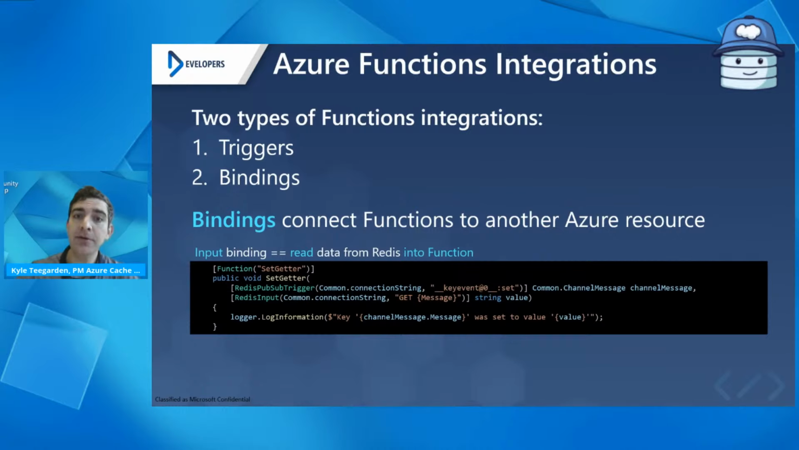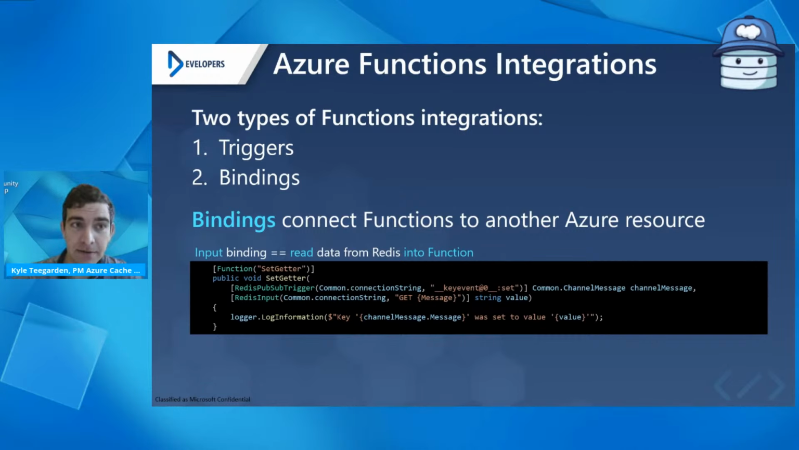The second thing you can do with this integration is bindings. And bindings are a little simpler in a lot of ways. It's just an easy way to connect a function to another resource. So there are two types of bindings: input bindings and output bindings. Think of input bindings as reading data into your function from Redis, and output bindings as writing to Redis, outputted from your function. So here's an example of an input binding.